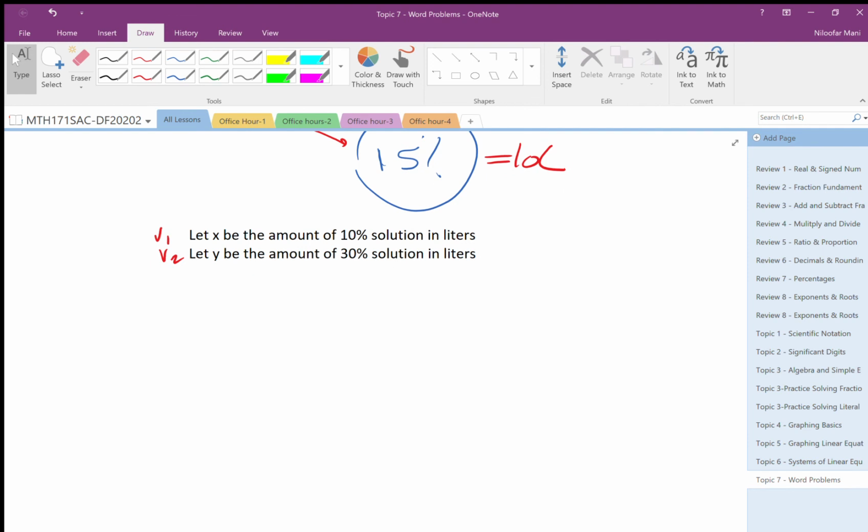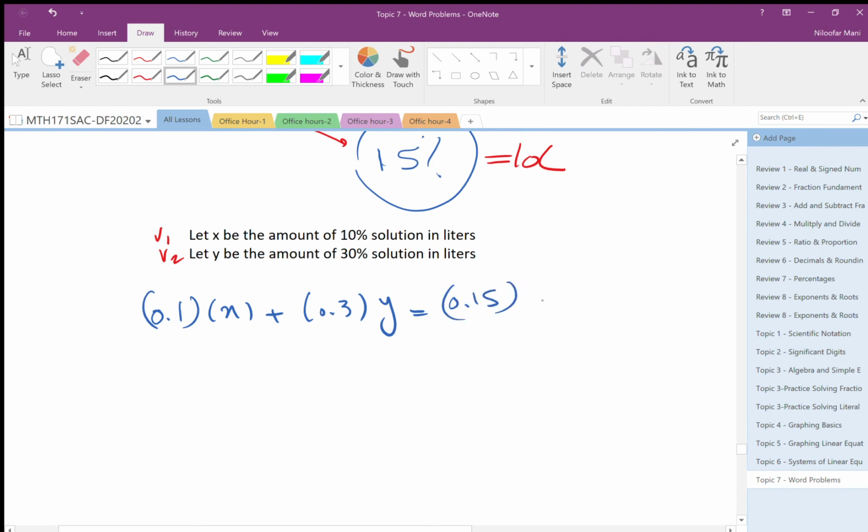So C1, 0.10 multiplied by X, plus 0.3 multiplied by Y, is 0.15 multiplied by 10 liters total. And X plus Y is also 10. Two equations, two unknowns.